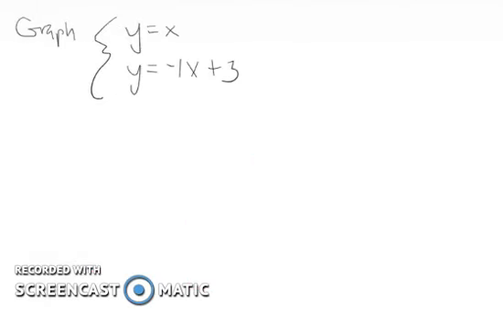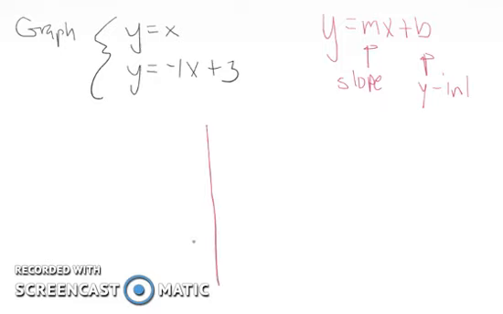Next, we want to go ahead and graph. These are two equations that we can graph. Remember, we graph by using y equals mx plus b. M is my slope, that tells me how to move, and b is my y-intercept, and it tells me where to begin. So let's go ahead and start with a nice big graph. And I'll put some numbers on here.